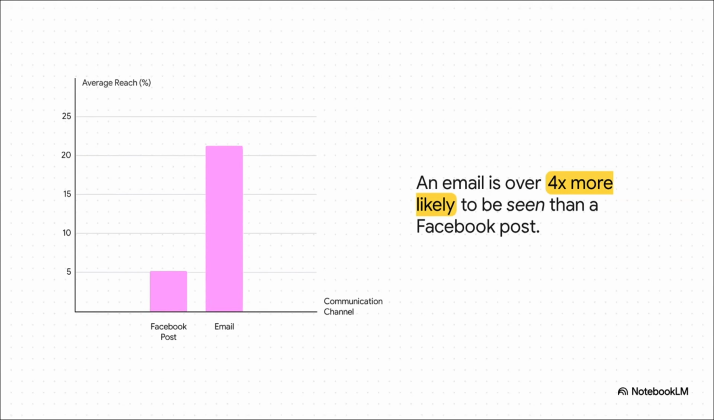A typical Facebook post, it might get seen by about 5% of your followers. An email you send has an average open rate over 21%. You do the math. That means a message to your owned audience is more than 4 times as likely to actually be seen. That's a direct, reliable line of communication you control.